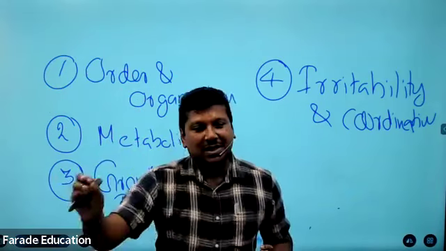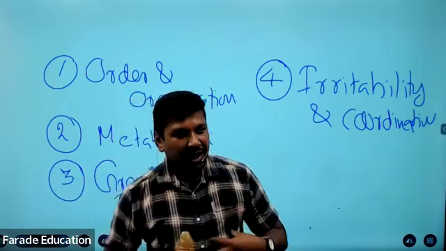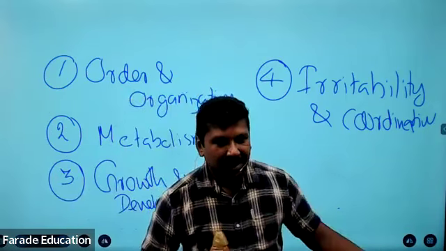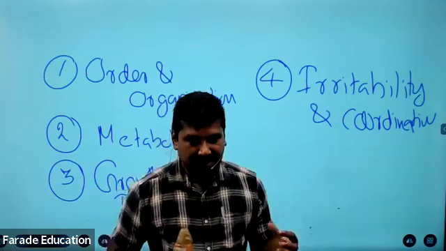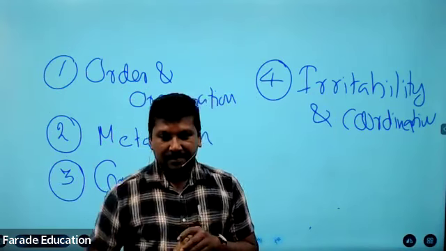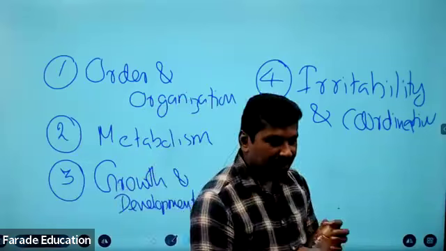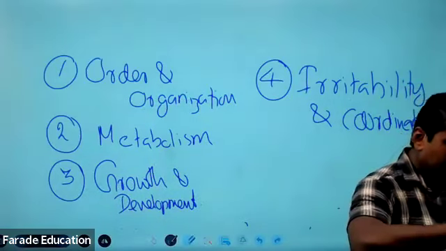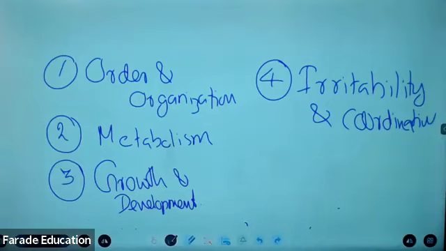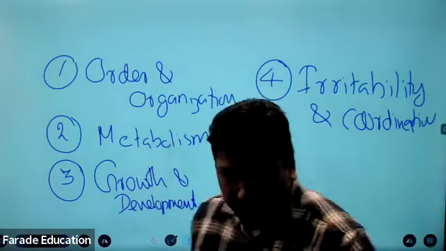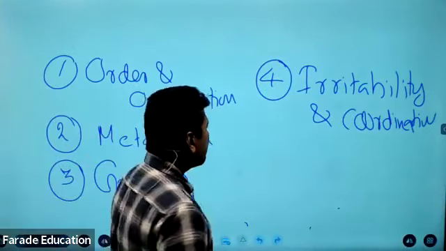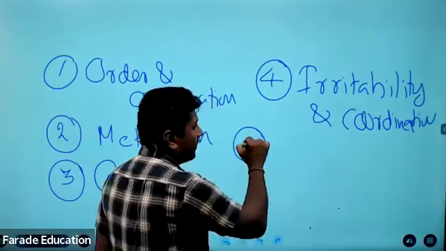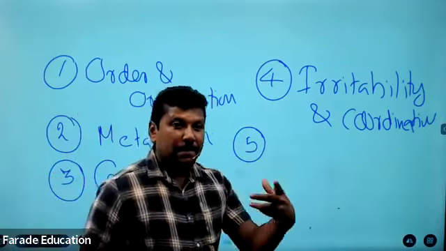Coordination means your response. Drinking water, having food, running, fight or flight. That sort of response is the coordination, mainly done by your nervous system and also your endocrine system, right? So that feature is only there in living organisms, right? Irritability and coordination, right? Got it? Okay. Fifth one is the adaptation.